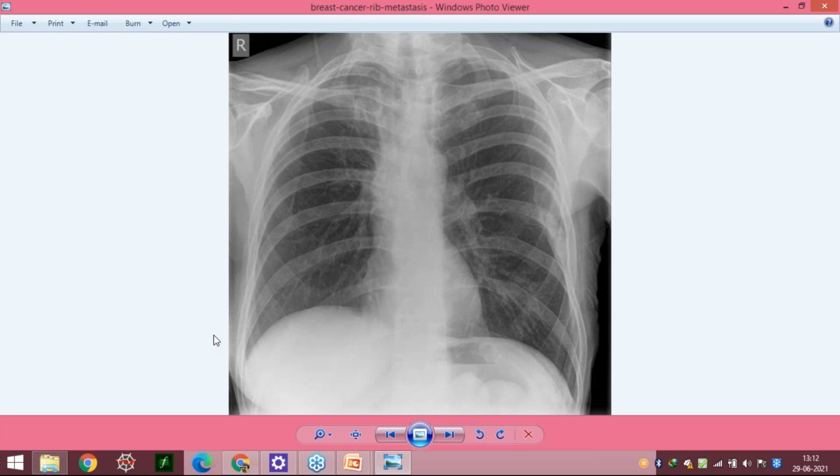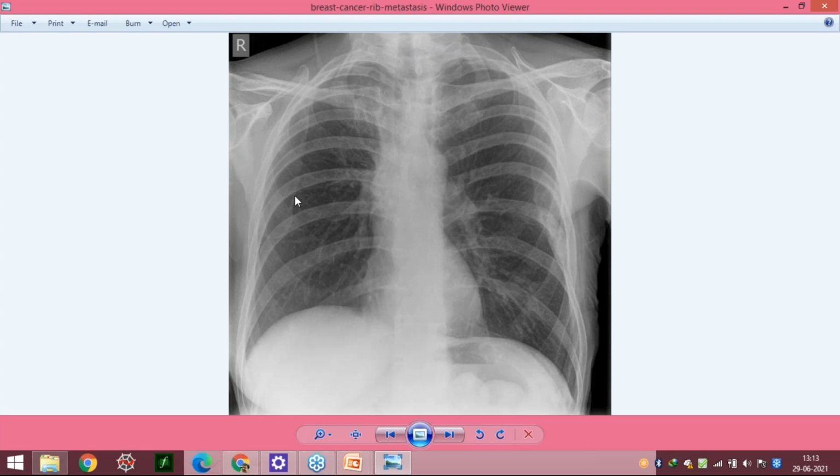Yeah, it's not classically a PA view because, or even if it is a PA view, the scapulae are not properly retracted. But yes, you can classify this as a PA view. Don't worry. Osteolytic lesion in the upper right rib. Okay. Yes, absence of the breast shadow on the left side.